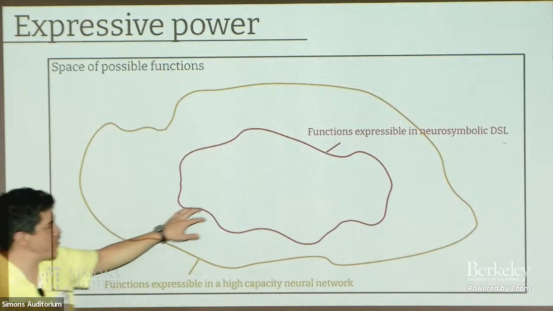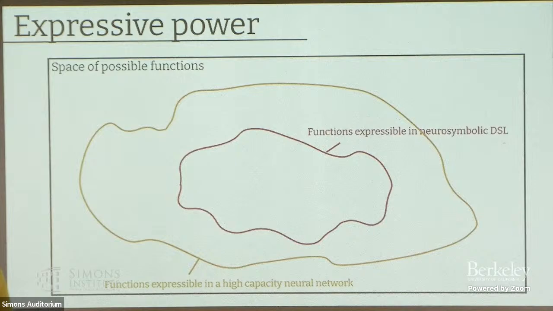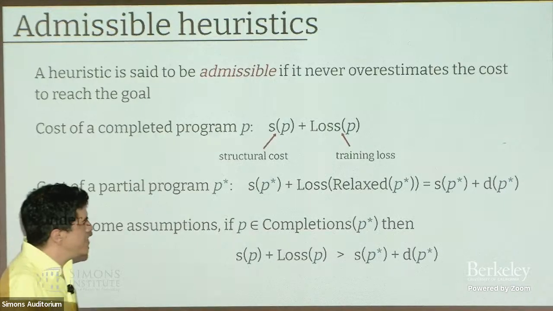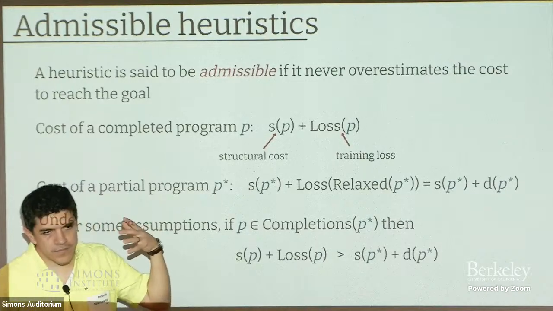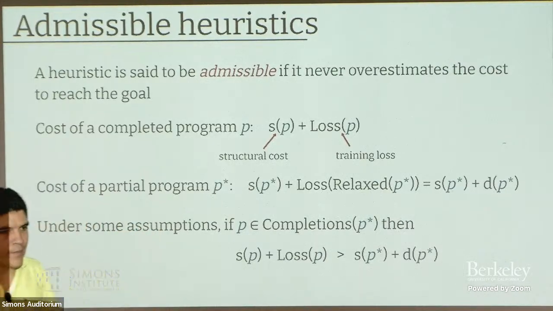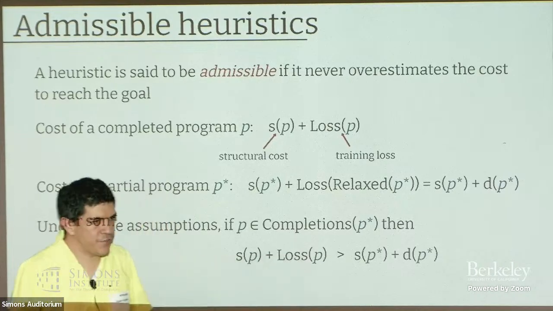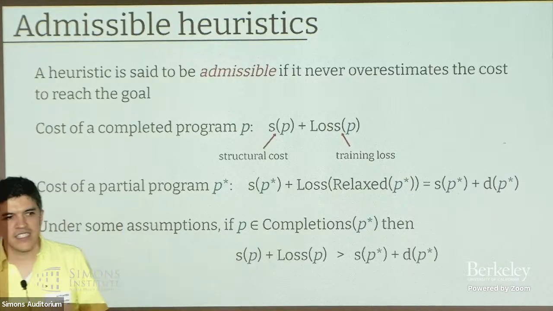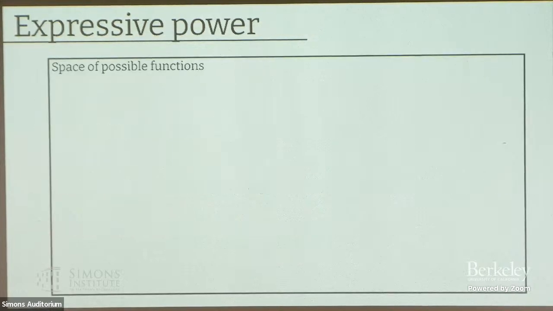Because my neural network can represent all the functions in that space and then some extra functions. And so what that means is that we have this inequality, right? The loss that we get from plugging in the neural network and optimizing it is going to be less than the best loss that I can get from the programs in the much more constrained space of programs given by my DSL.